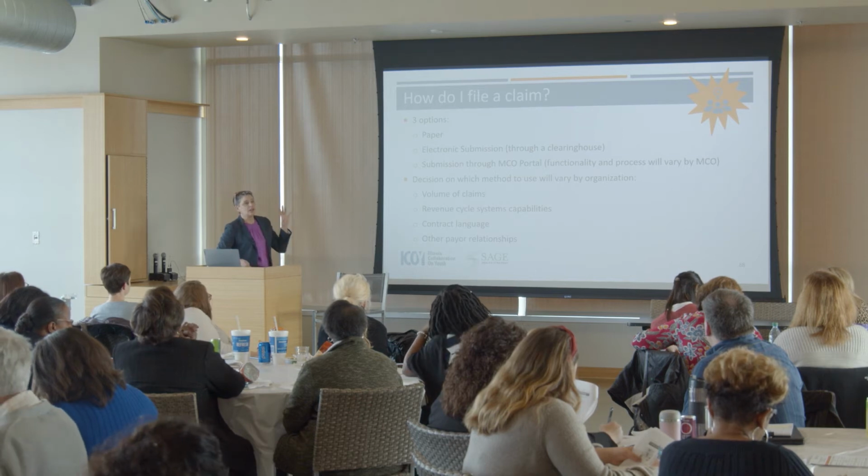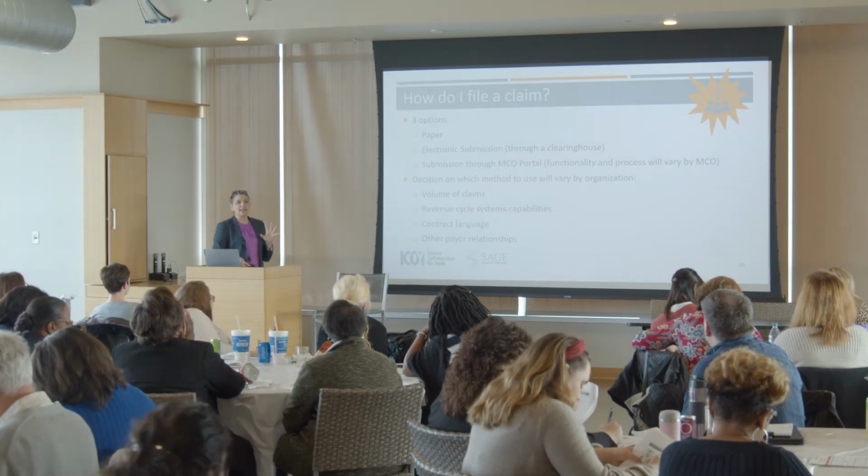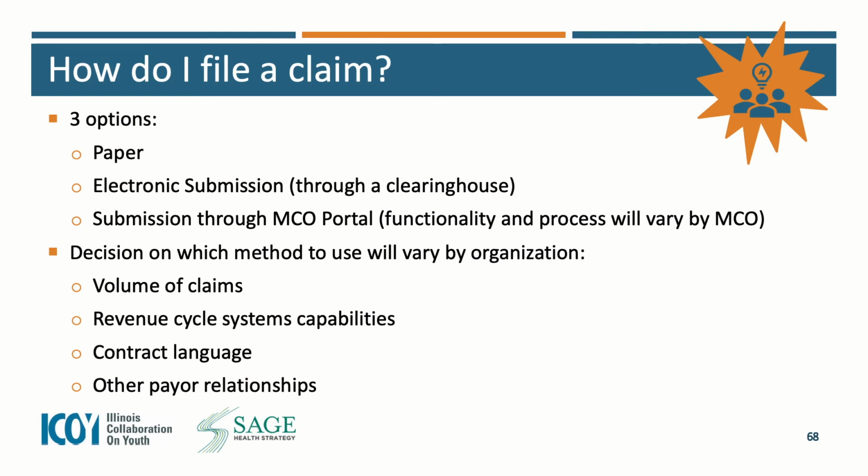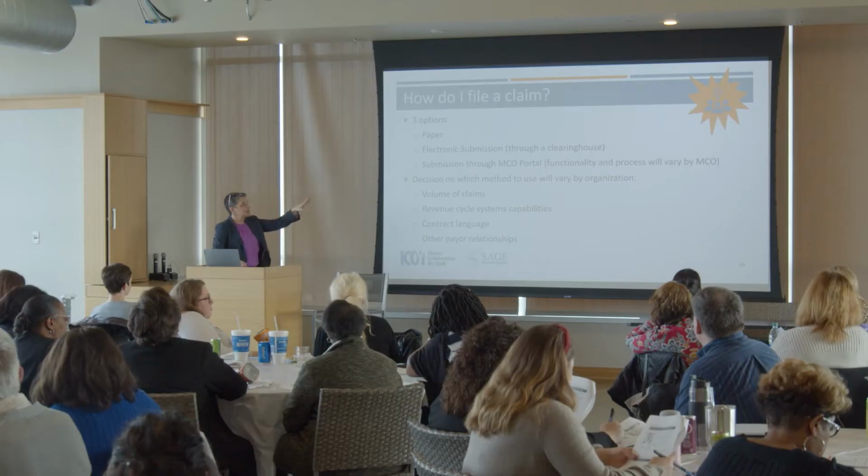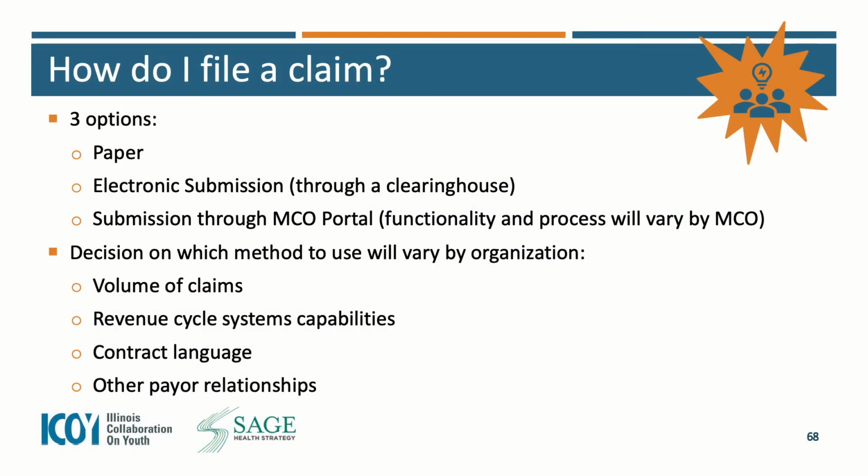There are 3 different ways you can file a claim. You can file paper claims like a CMS 1500. You can do electronic claim submission through a clearinghouse, or you can submit directly to the MCO through their portal. Now, some MCOs will accept claims this way, some don't. So you have to check and make sure, depending on who you're contracted with. There's an appendix at the end that goes through the portal functionality, so you can see which MCOs will accept portal submissions. And this is one of those little icon ones.